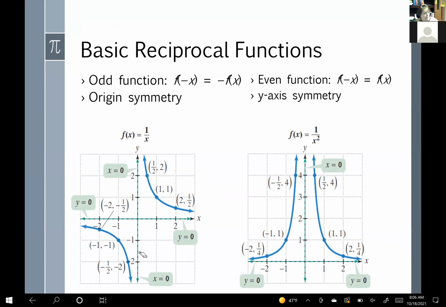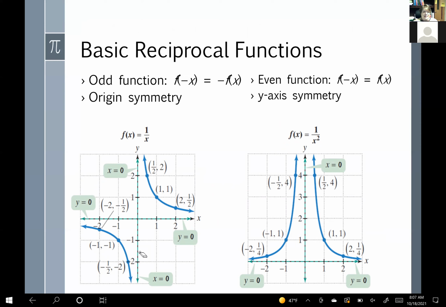Okay, so here, just like in chapter 2, section 5, we got our 7 basic functions. There are 2 basic reciprocal functions. The first one is 1 over x. The second is 1 over x squared.